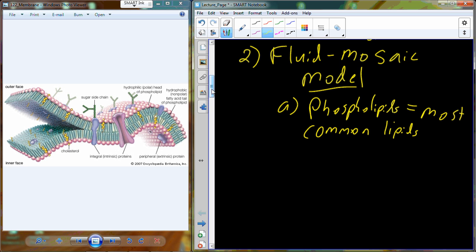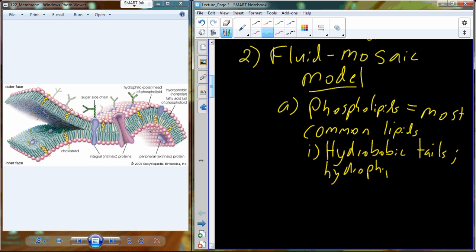But the phospholipid, we are already familiar that phospholipids have a hydrophobic set of tails and a hydrophilic head. Hydrophobic tails and hydrophilic heads. Hydrophobic means it's water fearing. It's going to avoid interacting with water at all costs. Hydrophilic means it really likes to interact with water. So the head will face the water.